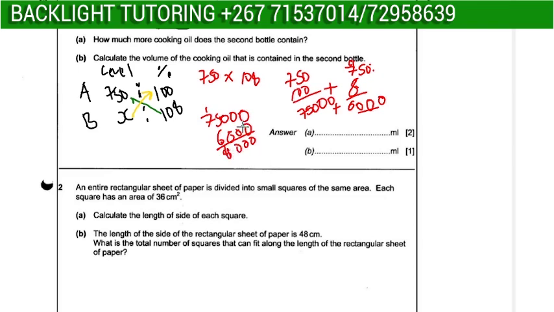Then the level for B is 81 over 100 times x. Then we divide by this 100. This cancels, this cancels, this cancels. So 810 is the level for B, right?